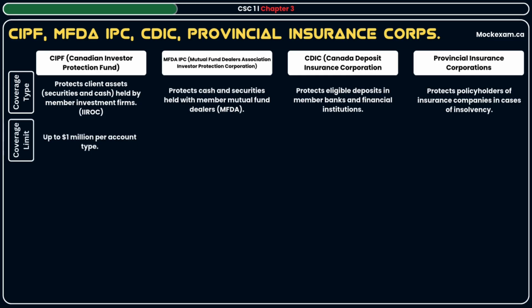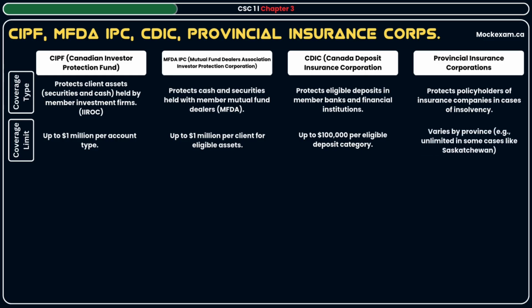In CIPF, up to 1 million per account type is covered. In MFDA IPC, up to 1 million per client for eligible assets is covered. So the first one was per account. The second one was per client. In CDIC, up to $100,000 per eligible deposit category. In provincial insurance companies, it varies by province. For example, unlimited in some cases like Saskatchewan.